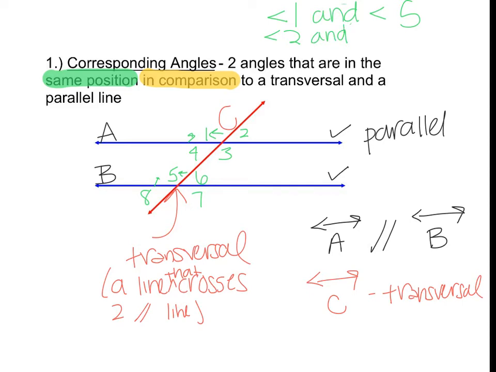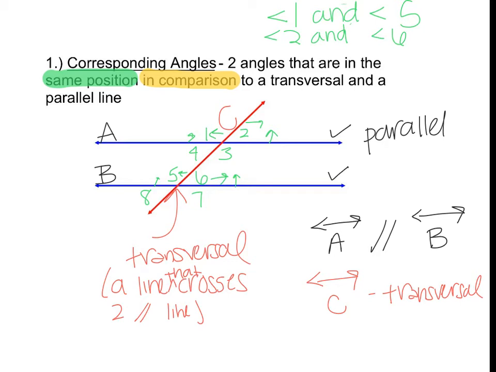Well, let's look. Angle 2 is on the right of the transversal, and it's above a parallel line. Can you find another angle in this diagram that's also on the right of the transversal and also above a parallel line? Yeah, that would be angle 6. Notice it's on the right of the transversal, and it's above this parallel line.